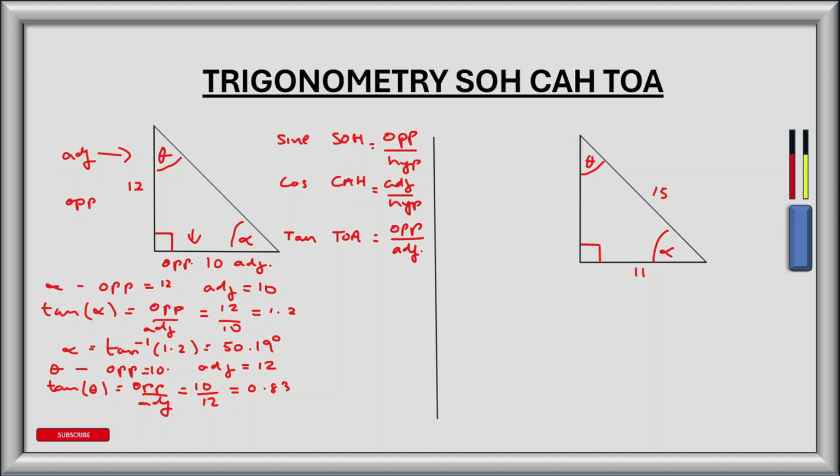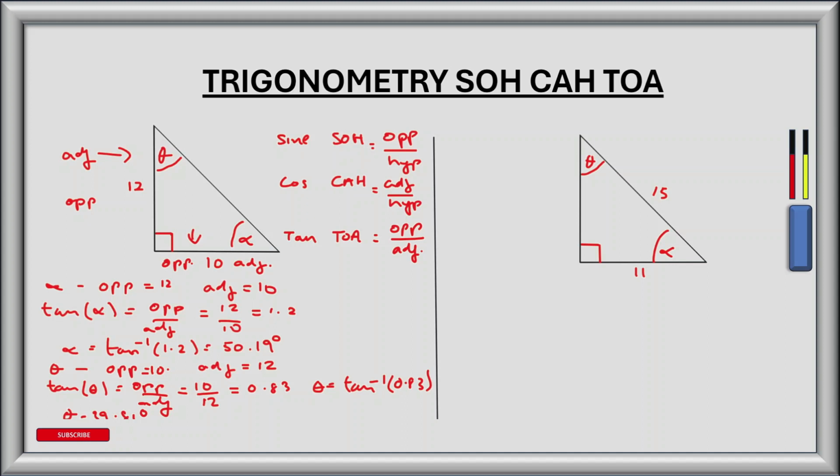We have our equation. Theta is now equal to the inverse tan, the tan to the minus 1, of 0.83. So if we get our calculators out again and work out what the inverse tan of 0.83 is, we see that theta is equal to 39.81 degrees. Now let's take a look at our second example, where we have a right-angled triangle.